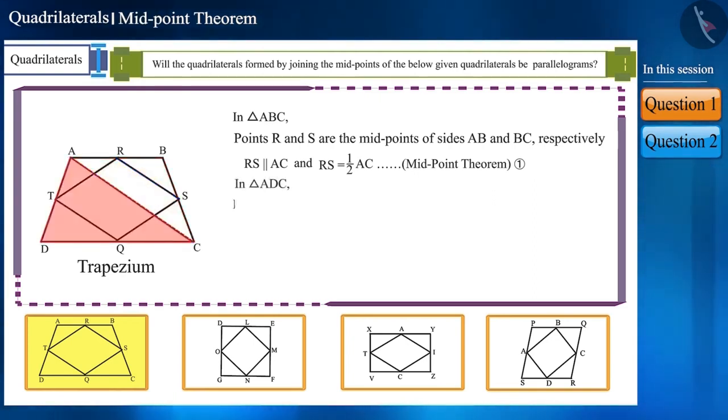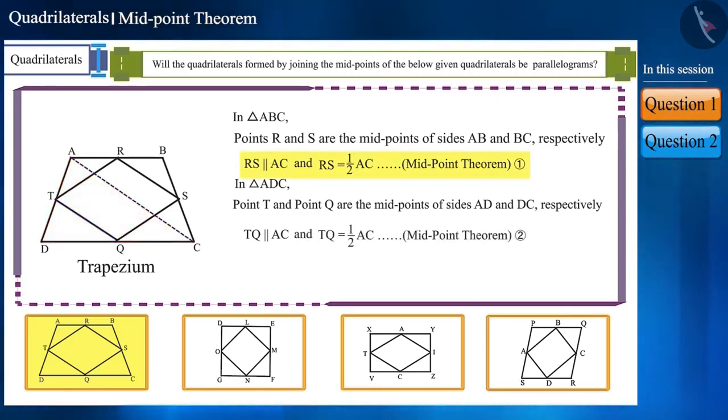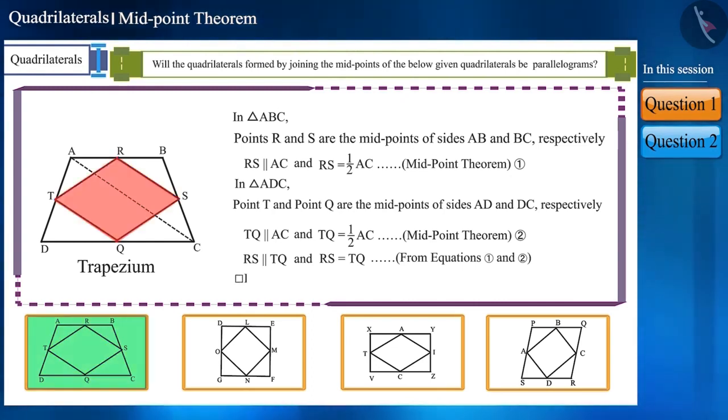Similarly, in triangle ADC, we can use the midpoint theorem and say that TQ is parallel to side AC and half its length. Friends, look at equations 1 and 2. Now we can say that RS is parallel and equal to TQ. And we know that if a pair of opposite sides of any quadrilateral is parallel and equal, then it is a parallelogram. Therefore, RSQT is a parallelogram.